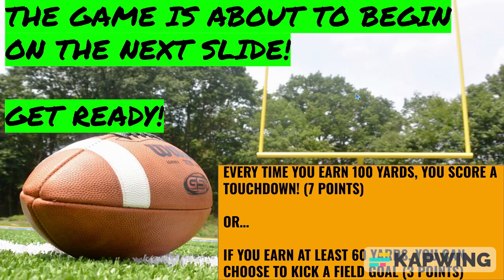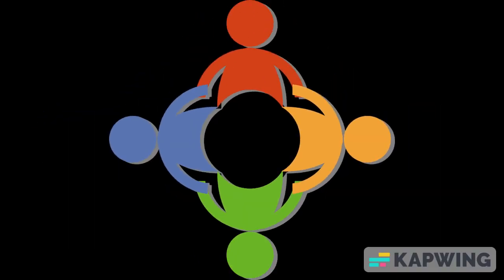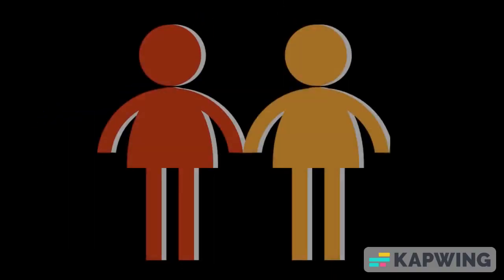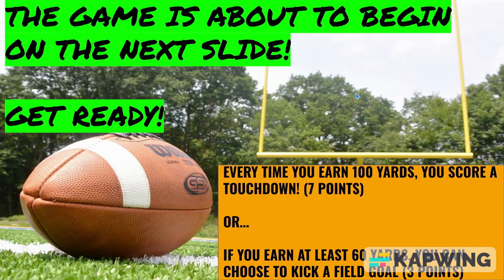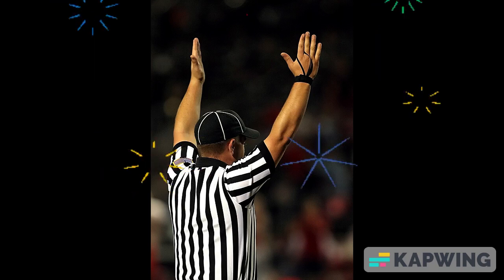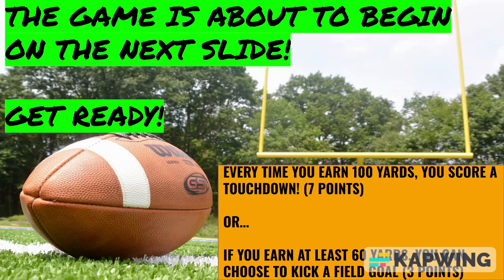There are a lot of ways you can use this game. You can have your class work together, or if you want to get really competitive, split your class into teams. Before the game begins, you'll have to explain to the teams that every time they earn 100 yards, they score a touchdown. Or they do have the option to kick a field goal if they've at least earned 60 yards.